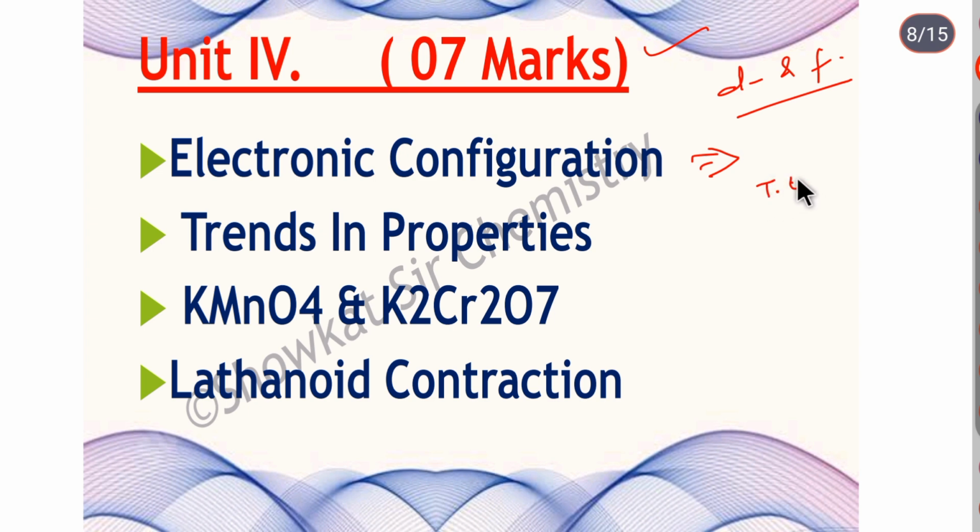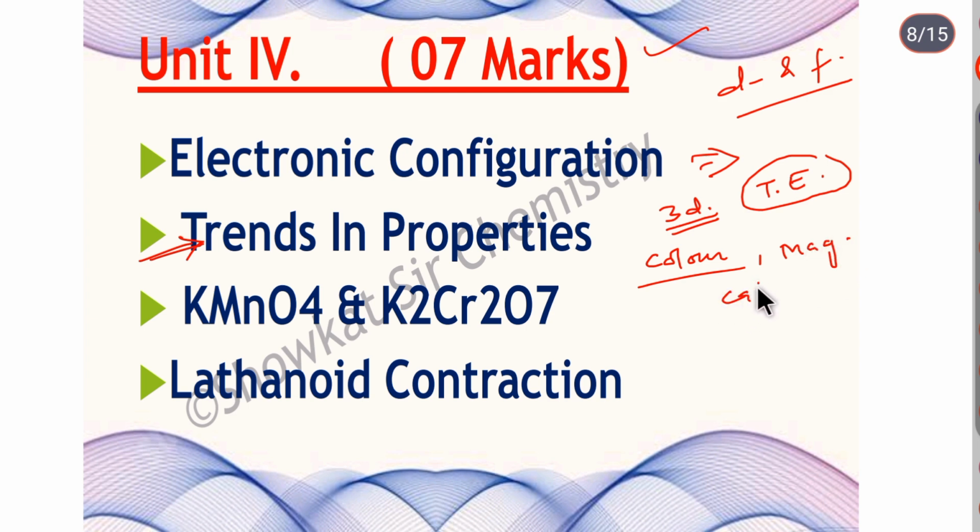First transition series, that means transition elements, the 3D series: electronic configuration of chromium, copper, various ions. That's important. Trends in properties is very important, in which particularly you will study the color of these transition metals and their magnetic properties. Why they are used as catalysts is asked. Why they are used as alloys, and similarly why they are used as catalysts, you should know the reason.